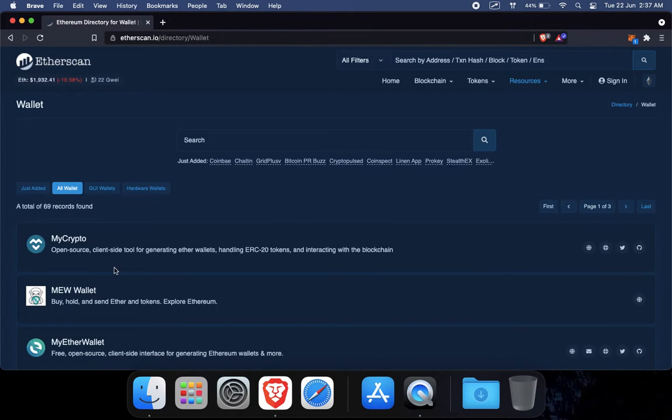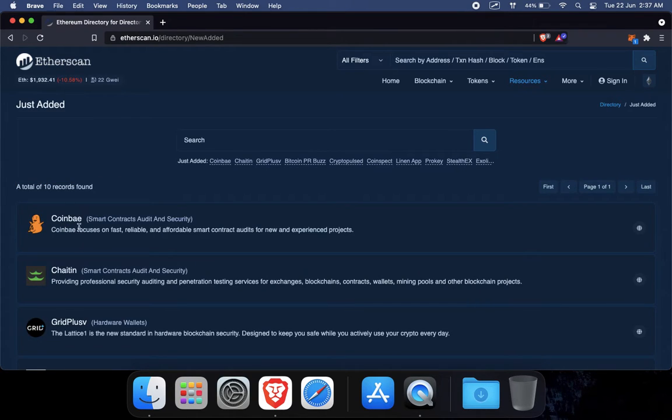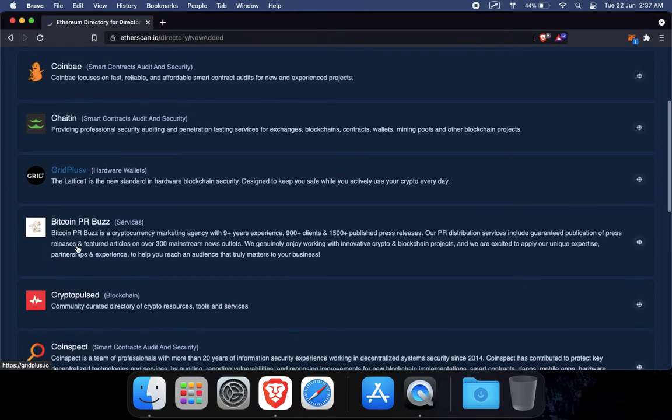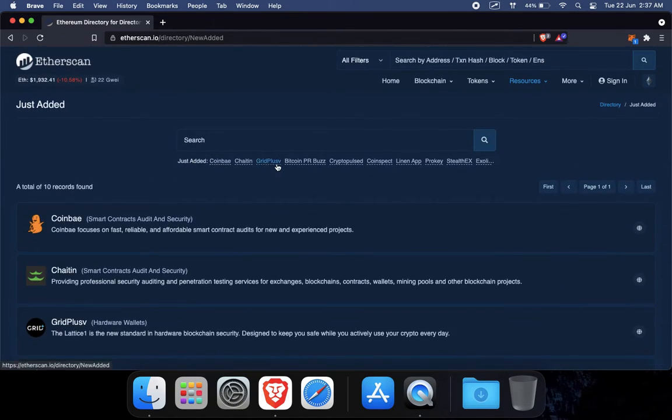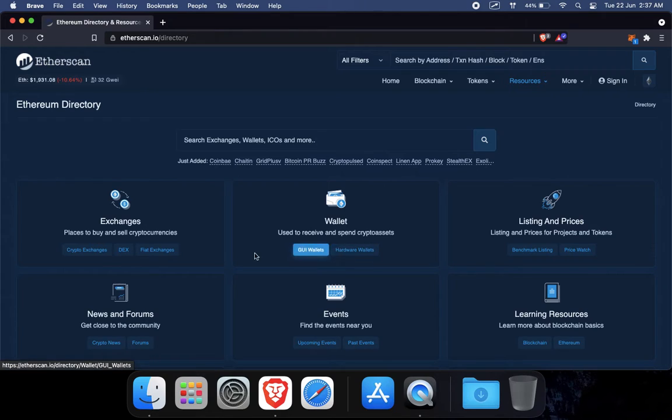All wallets, and I will just list out all the wallets that you have, right? So notice that even though just added, what has just been added? Coinbase, okay, yeah. I would stick with the best few wallets, right? Don't play around with unknown wallets. Okay, stick to things like MetaMask, that's pretty decent, and Trezor, Ledger, those are good.